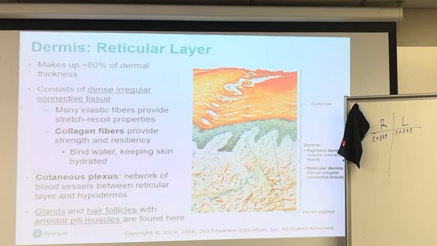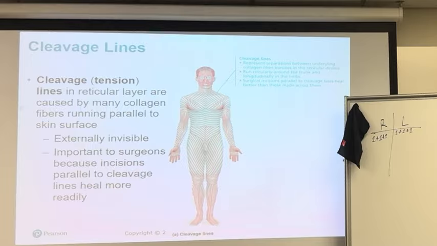So now the bottom 80% is made up of the what? Reticular layer. And what type of tissue do we have there? You can see dense irregular connective tissue proper. And they have a lot of fiber, like elastic fiber that provides stretch and recoil properties. And then you have collagen fiber to provide tensile strength, bind water, and keep skin hydrated. And then cutaneous plexuses, a network of blood vessels between the reticular layer and the hypodermis. They also have glands and hair follicles with the arrector pili muscle. You do find all of them in the reticular layer.